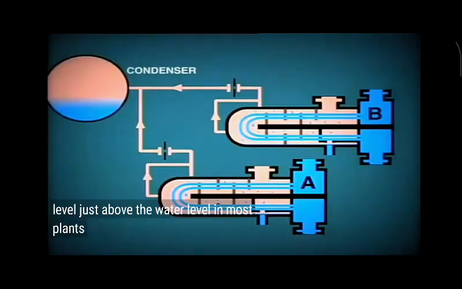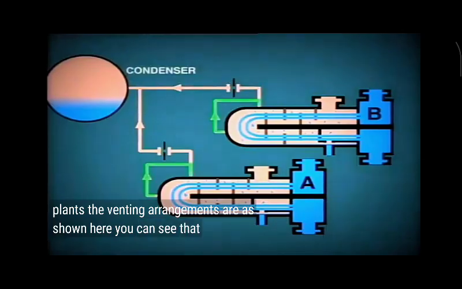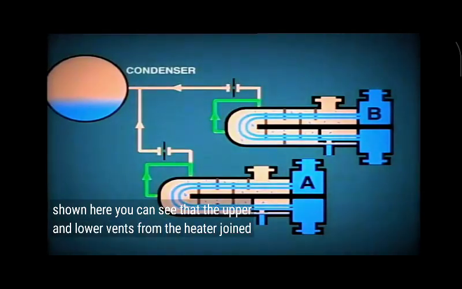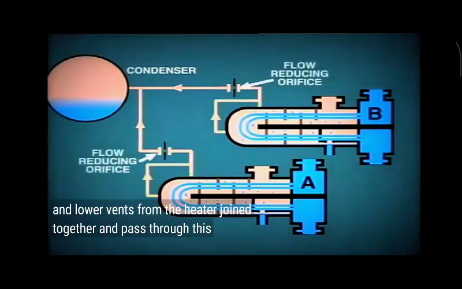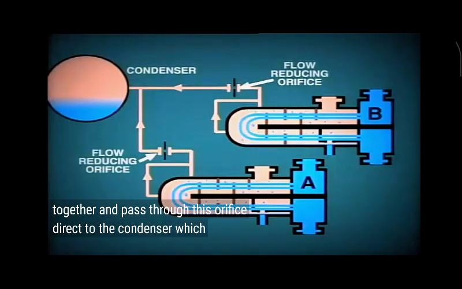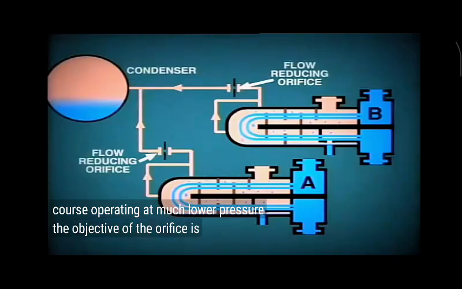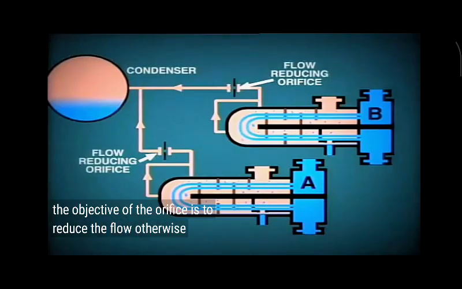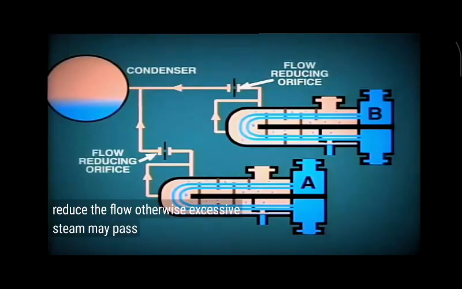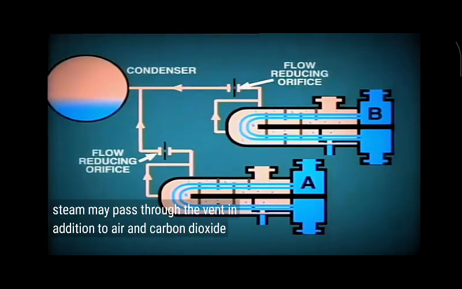In most plants, the venting arrangements are as shown here. You can see that the upper and lower vents from the heater join together and pass through this orifice direct to the condenser, which is, of course, operating at much lower pressure. The objective of the orifice is to reduce the flow. Otherwise, excessive steam may pass through the vent in addition to air and carbon dioxide.